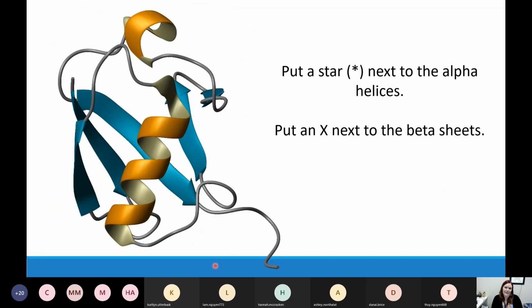When we look at this protein that we see on the screen here, notice that we've got areas that have alpha helices and beta sheets. The two types of structure are present in different colors. Can you tell me which color would represent the alpha helices in this protein? Where are the places that I see the alpha helices? What color is that?